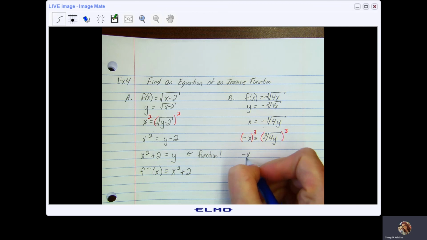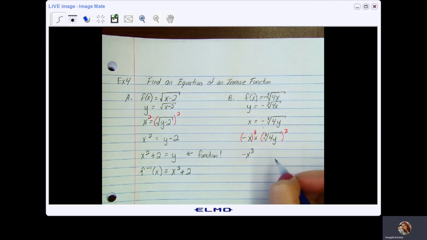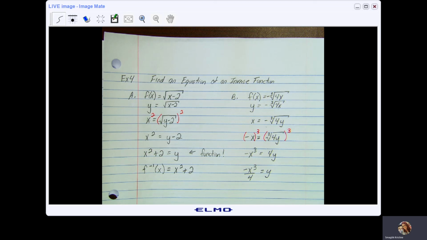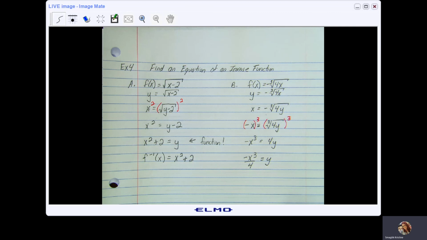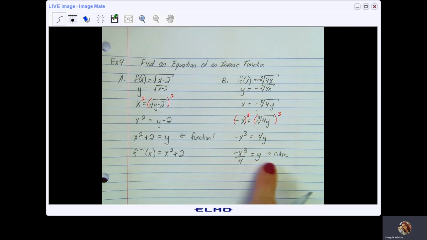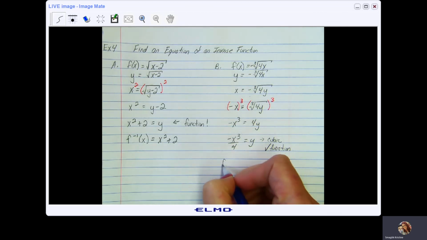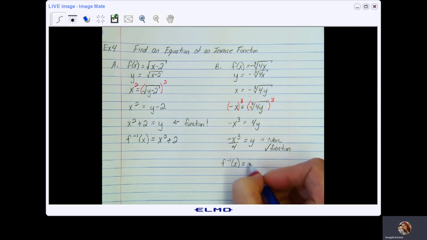I now have negative x cubed equals 4y. And now let's divide out the 4. And I'm going to have negative x cubed divided by 4 equals y. Now, again, you can think of this as well as a -1/4 x to the third. This is cubic. This is definitely a function. Cubics are functions. So I'm going to use my notation. This is the inverse of f of x equals, and I'll write this as -1/4 x cubed.